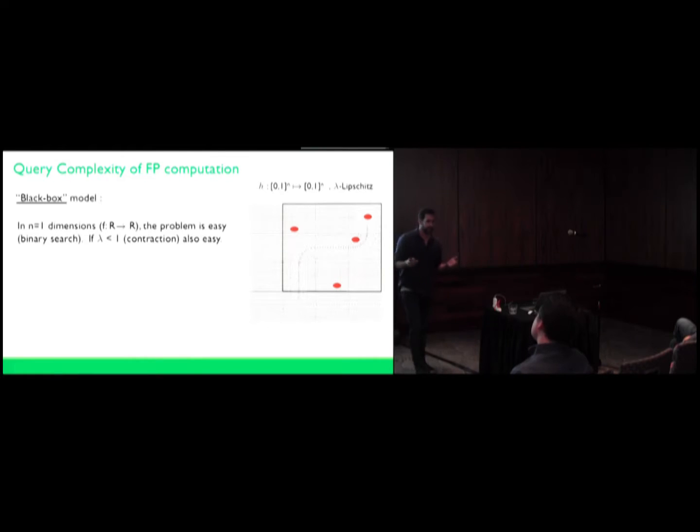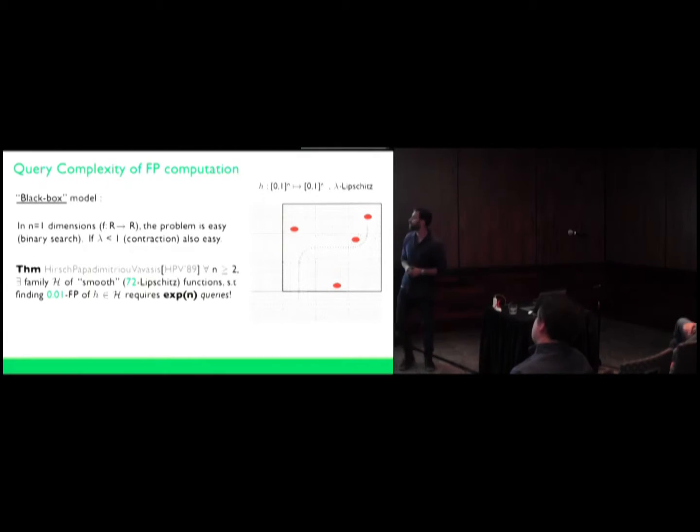It's not hard to see that in one dimension, the problem is actually easy by binary search. More generally, in any dimension, if the Lipschitz constant is smaller than 1, so if f is contracting, again the problem is easy because you can just iterate log(1/epsilon) times and find an approximate fixed point. So what happens for general dimensions? The answer was given in a beautiful paper in the late 80s by Hirsch, Papadimitriou, and Vavasis, who showed that, for any dimension greater than 2, there is a family of very explicit Lipschitz functions, so 72-Lipschitz functions, such that finding a 0.01-approximate fixed point of a given member of this family requires exponentially many deterministic queries in the dimension.